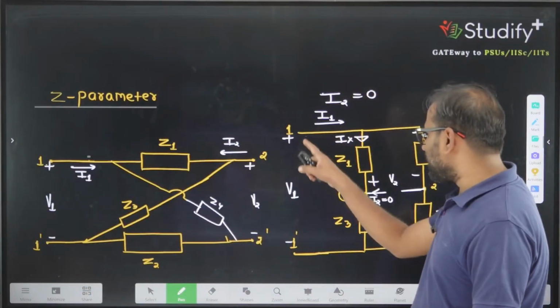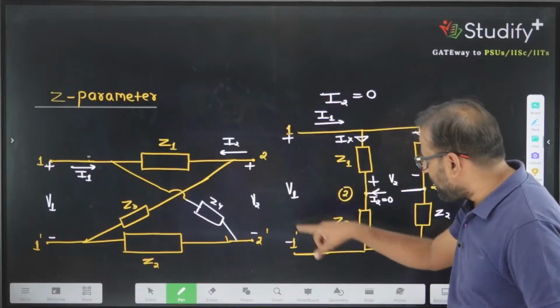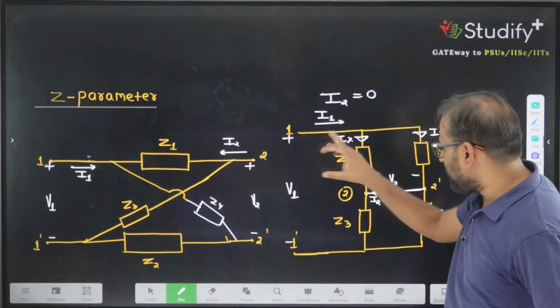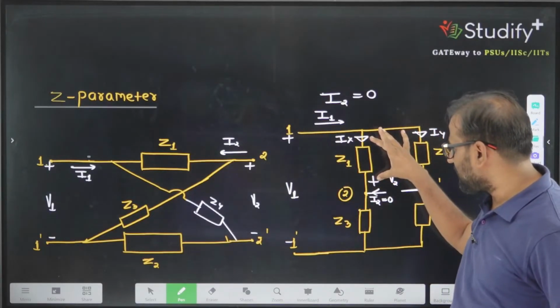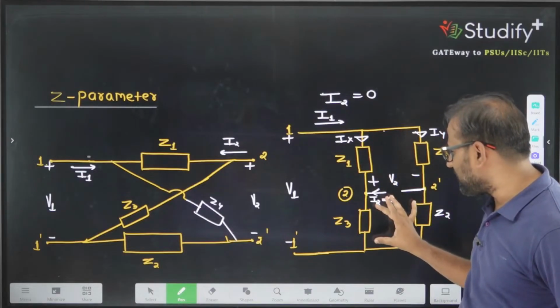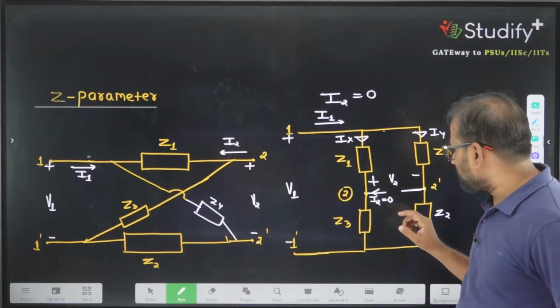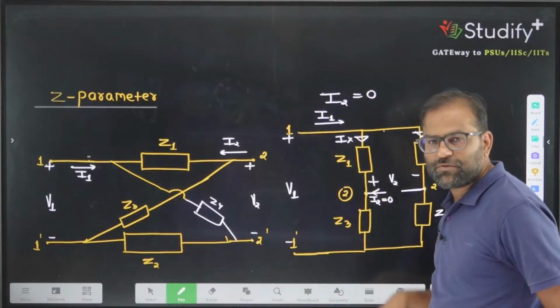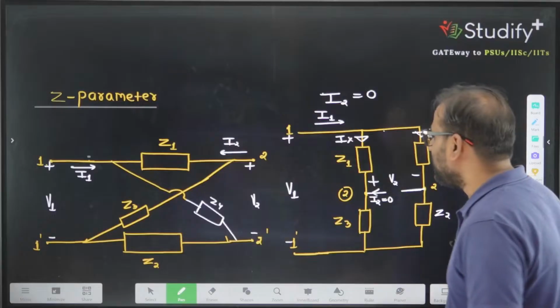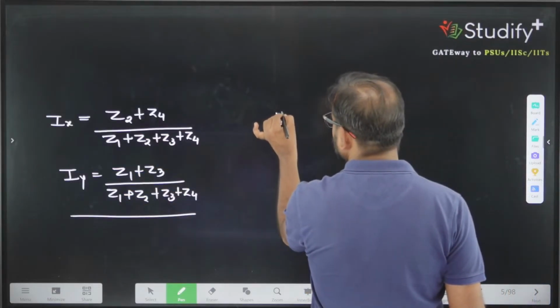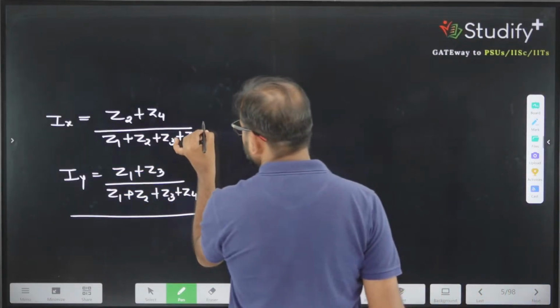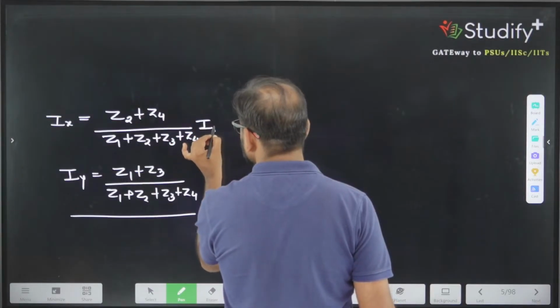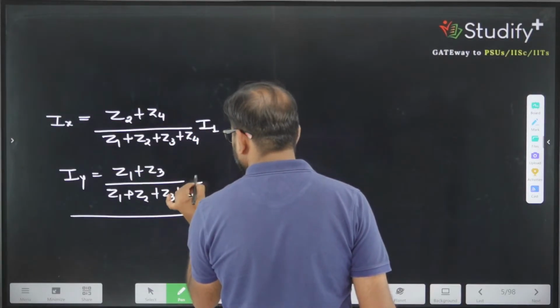Now we are interested in V1. So what is V1? V1 is equivalent to the potential drop across Z1 and the potential drop across Z3. As we know that the current is the same in both the branches because no current is coming from the second terminal. So can I say the value of V1 here, this times I1 and this times I1.